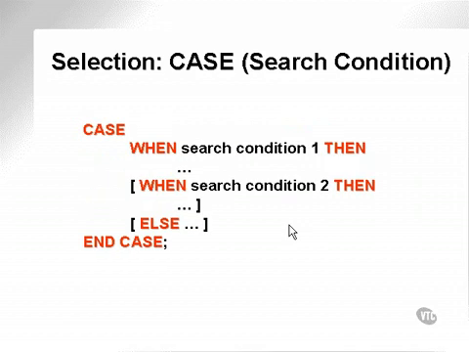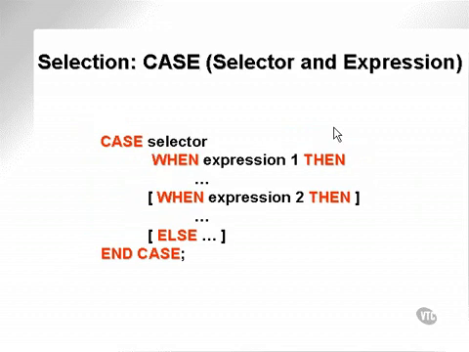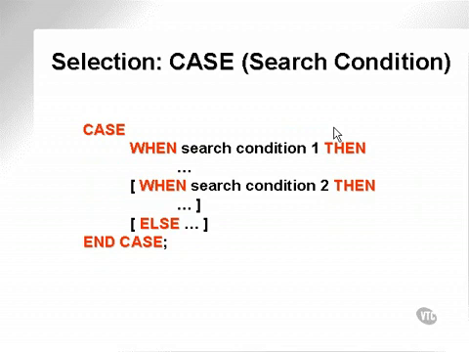A case statement. There are two types of case statement. The first applies a search condition, and the second applies a selector and expression. Once again, it's a selection type of programming control. It selects something based on an expression or value. In this version of the case statement, the search condition simply says when this condition is true, do this, when that's true, do that, and again you have a default at the end.